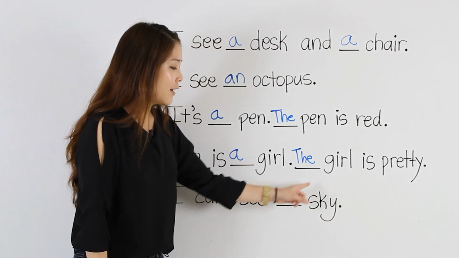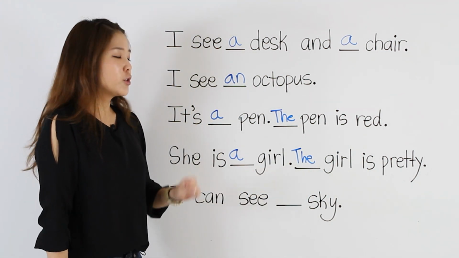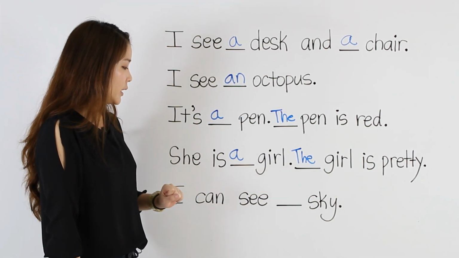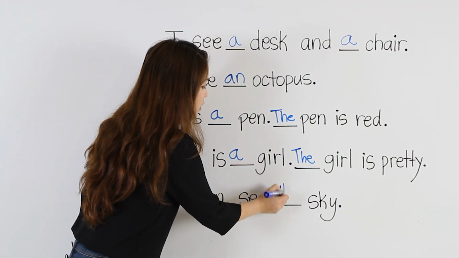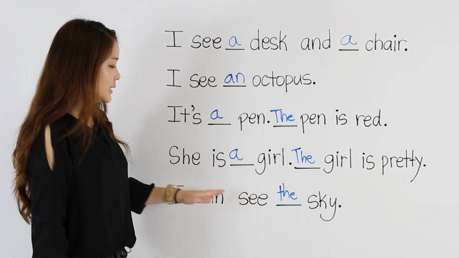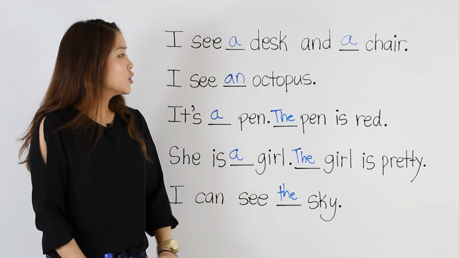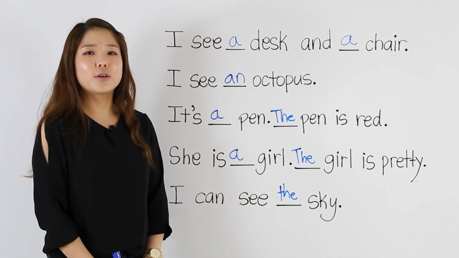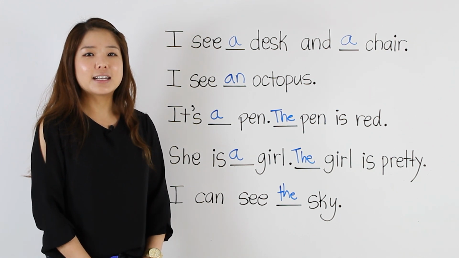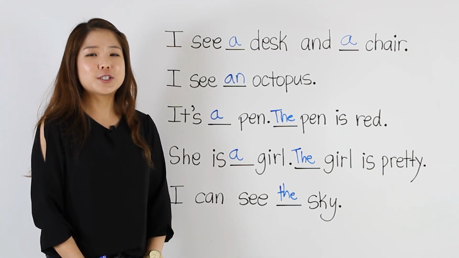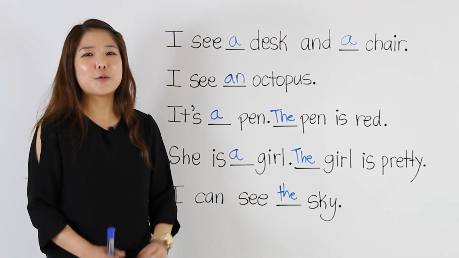And the last example, I can see sky. Now, we only have one sky, right? So if there's only one and only, we have to put the article the. I can see the sky. Okay, so in this video, we talked about the articles a, an, and the. I hope you understand, and I'll see you in the next video. Bye!